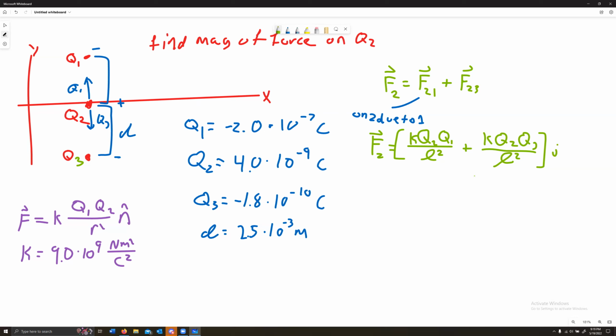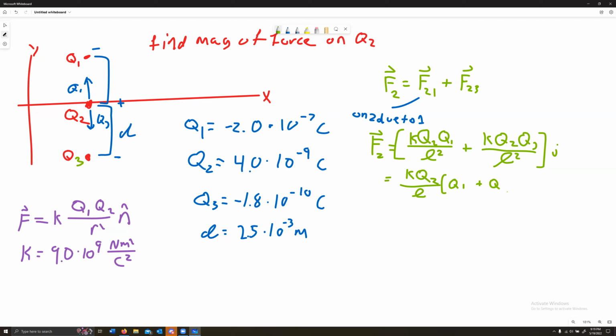So what I did, just to kind of simplify it, because this is a lot of numbers to write, I kind of factored out some things. So what do these things have in common? The k times q sub 2 and then the distance squared. So I just brought that out. I did k q sub 2 over L squared. And then this is q1 plus q3.